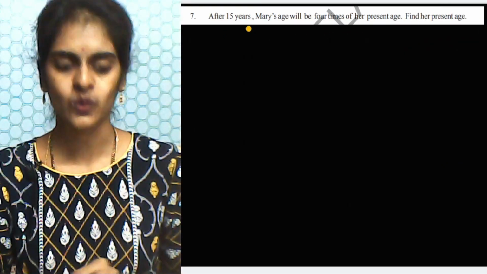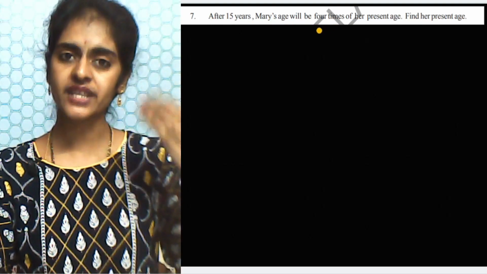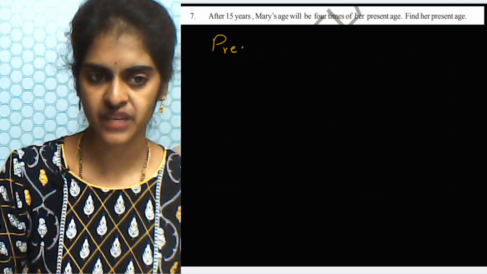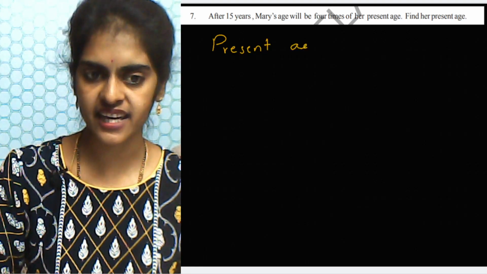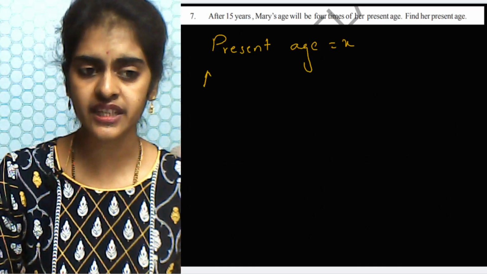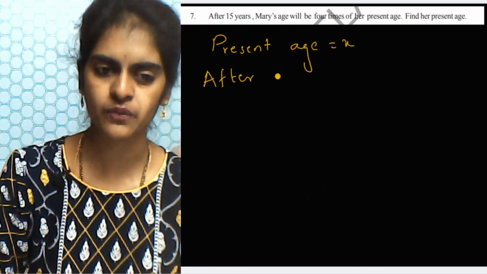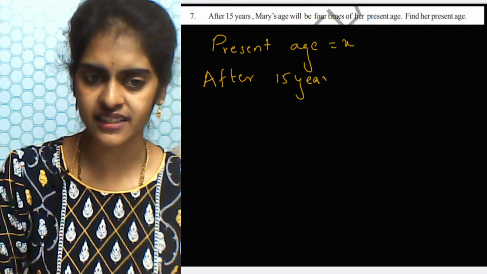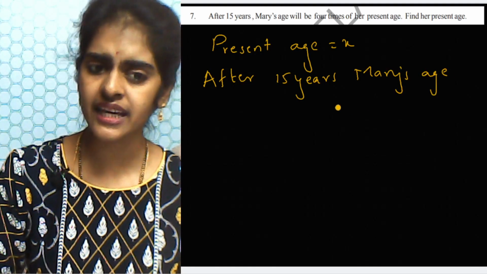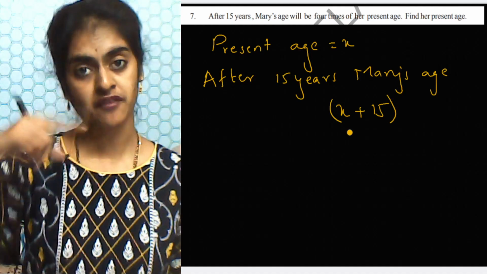Clear? So the next question. After 15 years, Mary's age will be 4 times her present age. Let us take the present age as x. So after 15 years, what is Mary's age? We did a similar problem in exercise 2.4 also. After 15 years, Mary's age will be the present age plus 15, isn't it? So this will be Mary's age after 15 years.